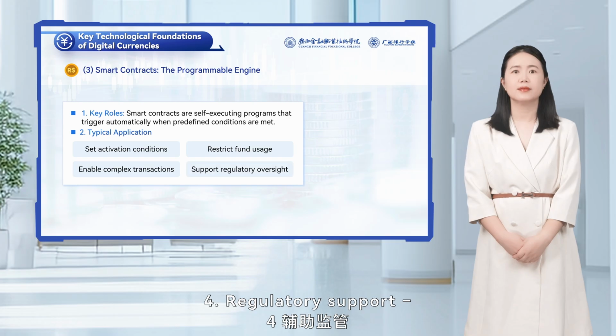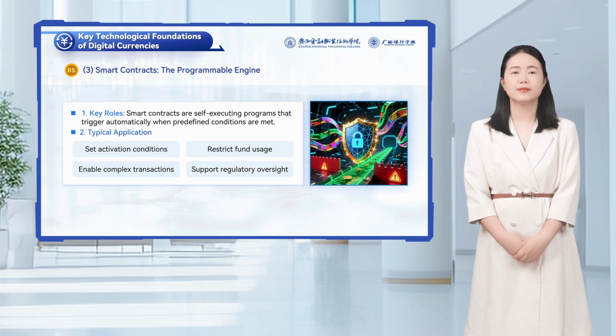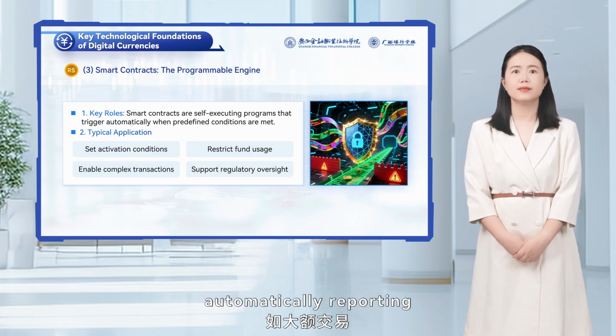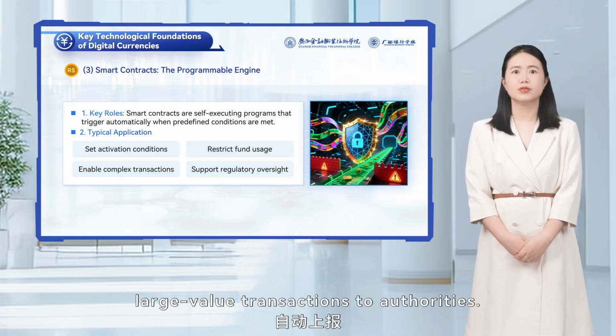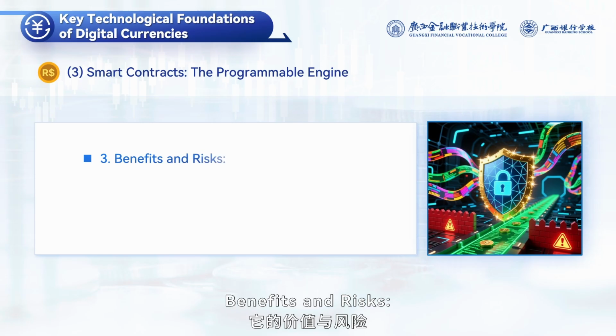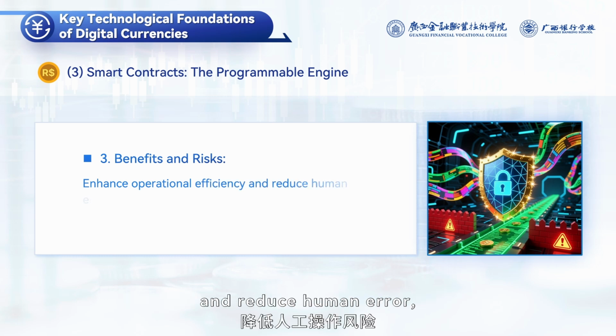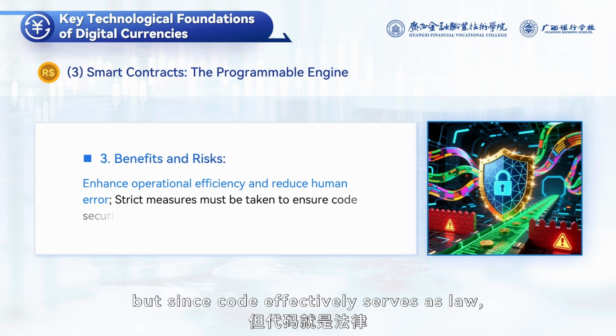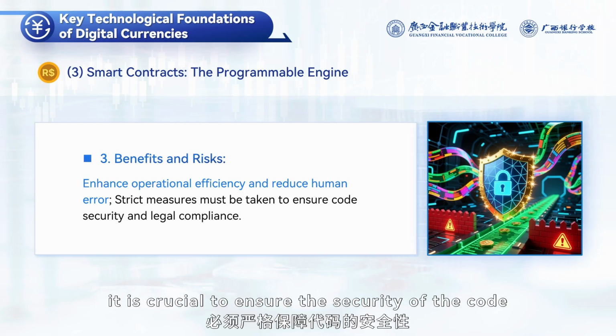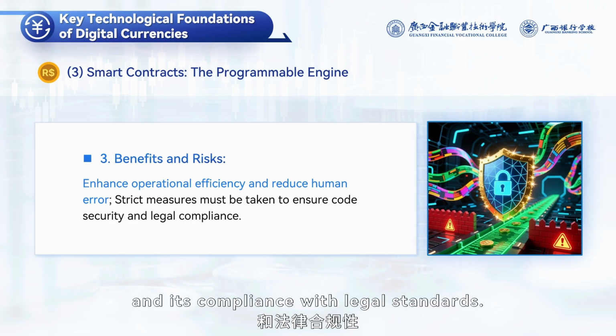4. Regulatory support. Automatically reporting large value transactions to authorities. Benefits and risks. Smart contracts can greatly enhance operational efficiency and reduce human error, but since code effectively serves as law, it is crucial to ensure the security of the code and its compliance with legal standards.